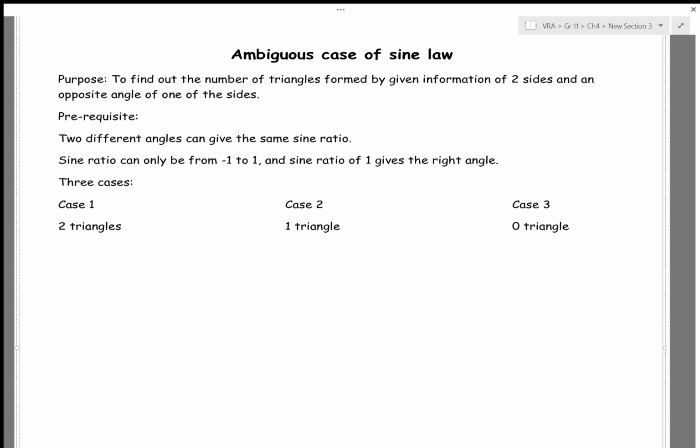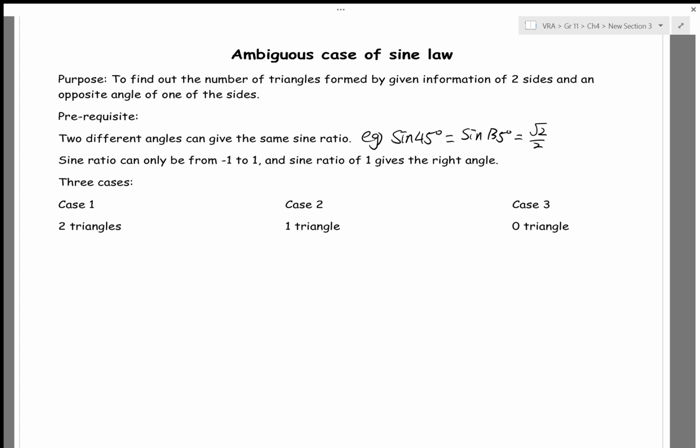Now, in order for us to investigate this, we need to remember two things that we learned in the past. The first thing is two different angles can give the same sine ratio. One example can be sine 45 is exactly the same as sine 135, and that is actually square root of 2 over 2. Now, if you're not sure why this is, you have to go back to the previous lessons, okay? This is literally the key of the whole concept here.